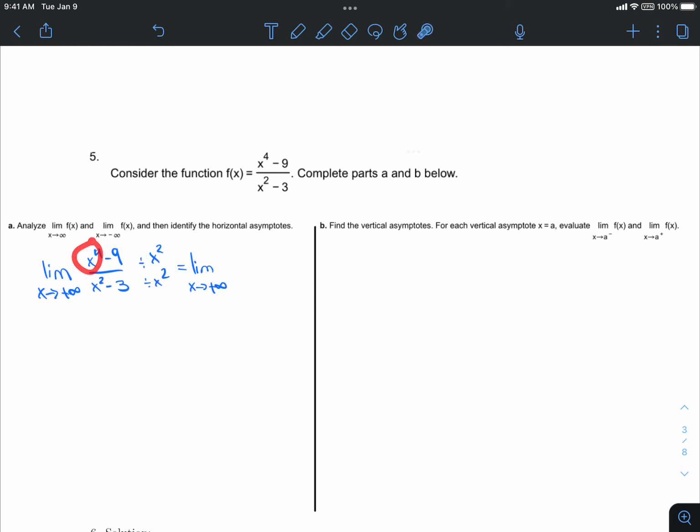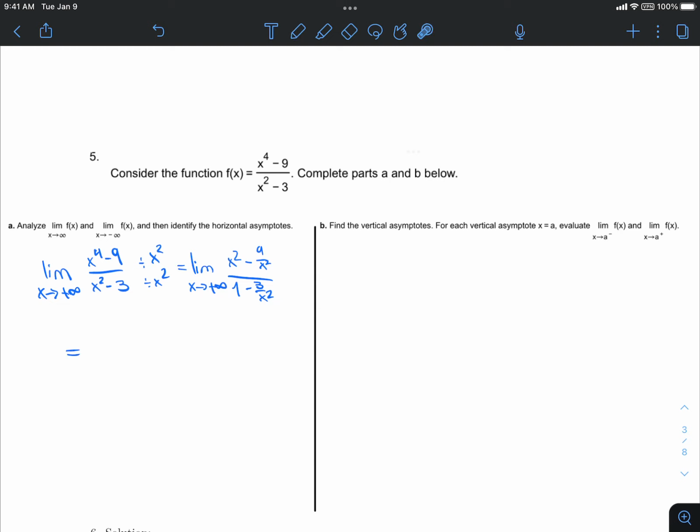So x to the fourth divided by x squared, that's x squared, minus 9x squared, that's minus 9 over x squared. x squared divided by x squared at the bottom there, that's 1. That's what I wanted to happen. That's why I divided by the highest power at the bottom. It's minus 3 over x squared. So this is what's happening.